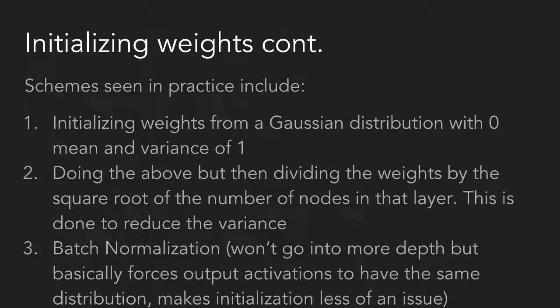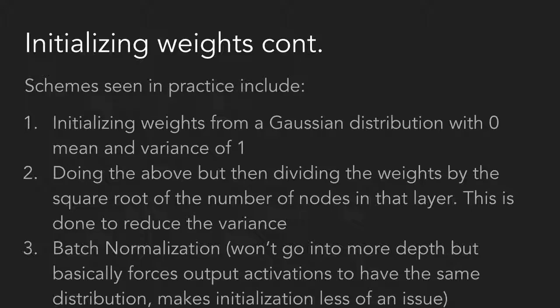And then another scheme seen in practice is doing the above, but then dividing by the square root of the number of nodes in that layer. This is done to reduce the variance, because you don't want them to be the same, but you do want them to be somewhat closer together and more tied together.